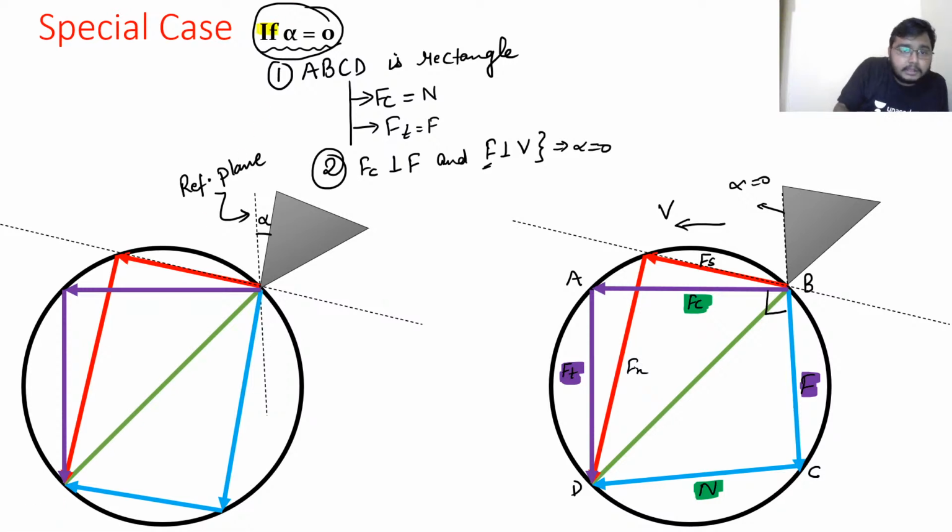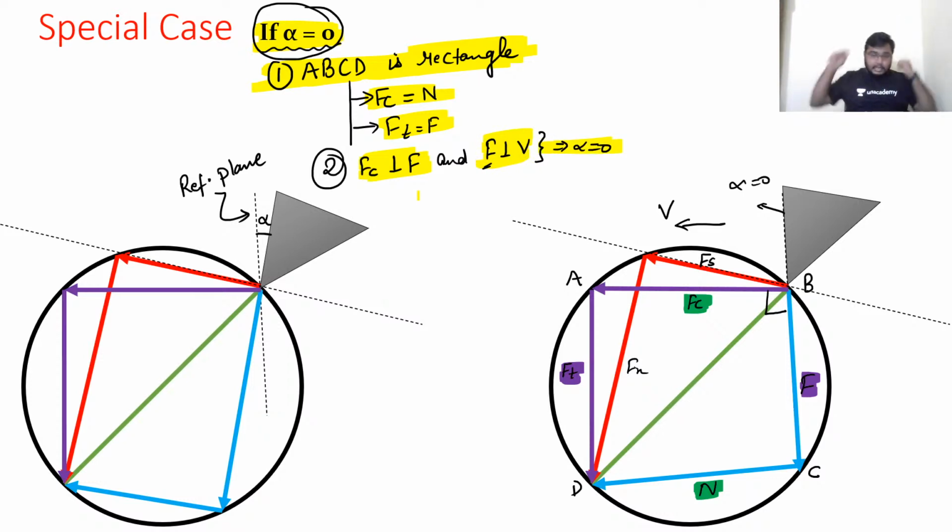Please remember this, sir. If alpha is equal to 0, first point is ABCD is going to be rectangle. Second is, FC is N, FT is F, and FC is perpendicular to F, F is perpendicular to V. This is what is meant by alpha is equal to 0. Sir, till now this special case is clear to you or not? Again I'm going to explain one more special case, but this special case is clear or not?